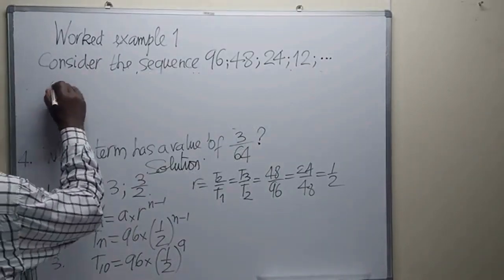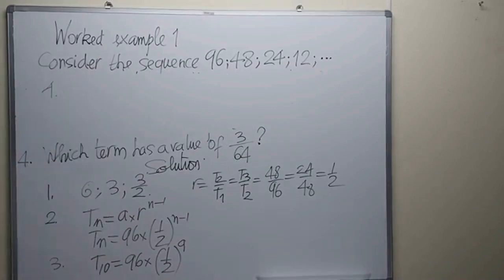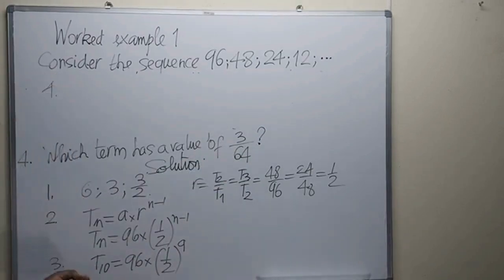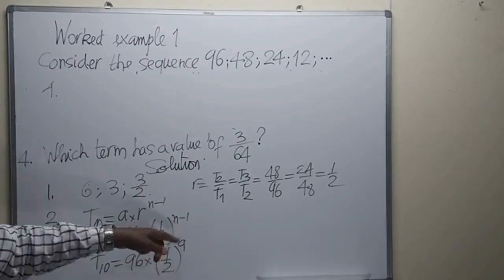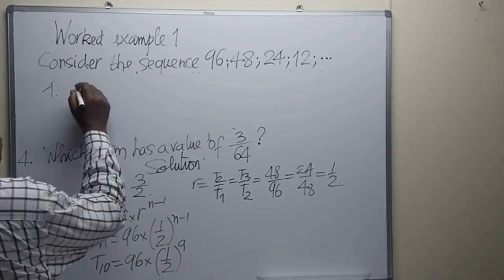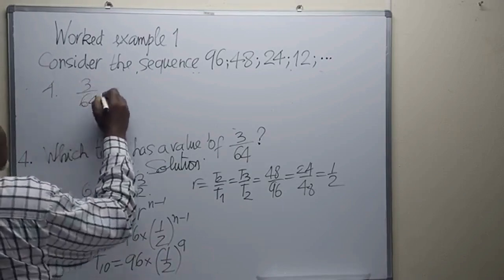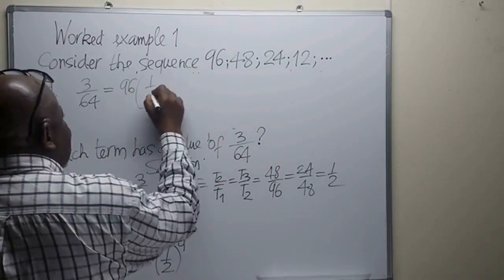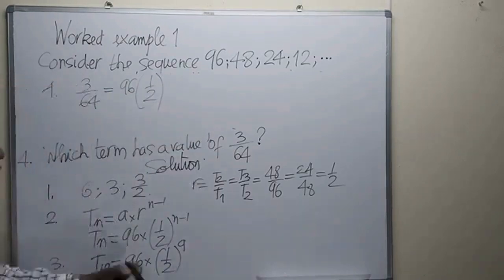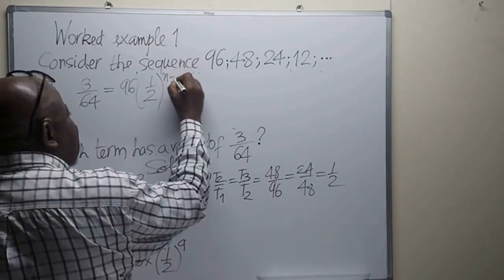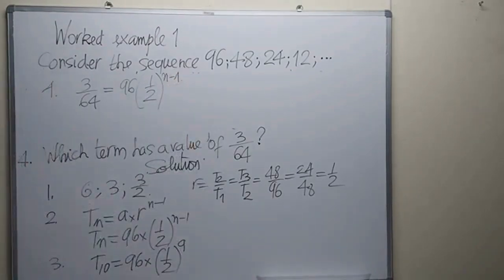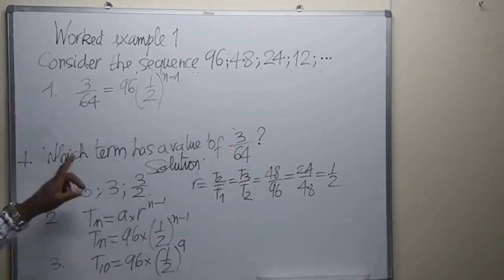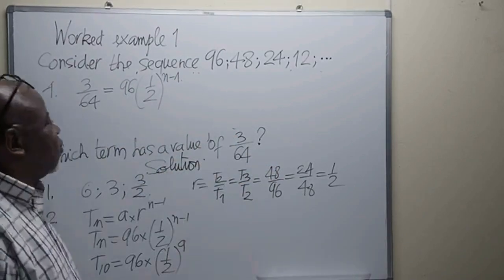Question number 4. So we're going to replace Tn by 3 over 64, and then we'll be looking for the value of n. So we'll write here 3 over 64 is equal to 96 times 1 over 2 to the power of n minus 1. Remember here, we are trying to get the position of this term. This is actually the question. Which term is a value of 3 over 64?